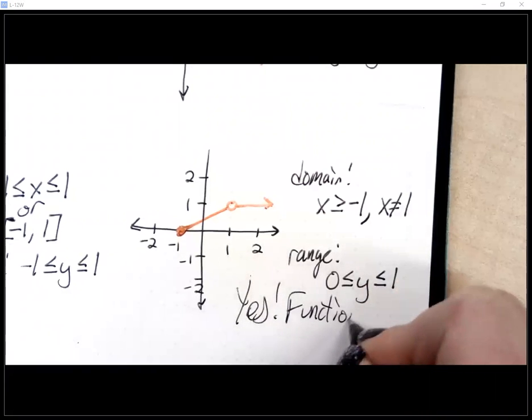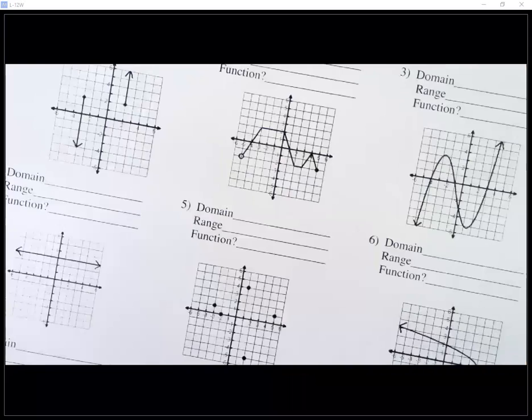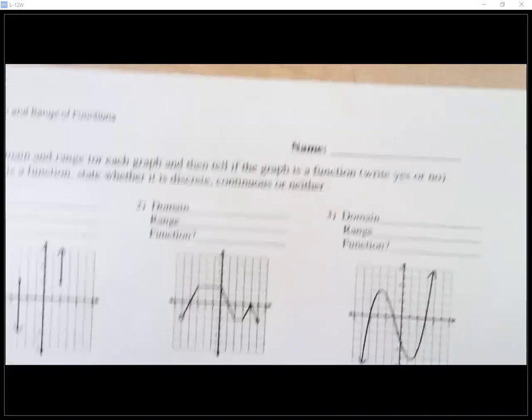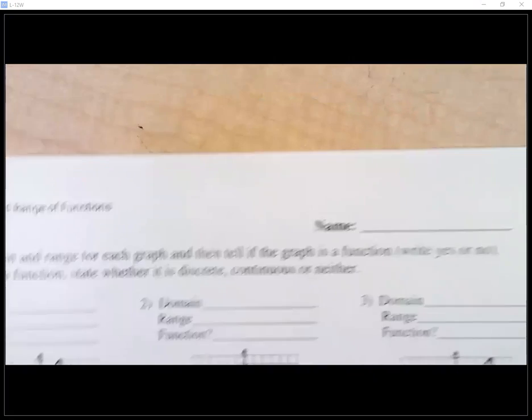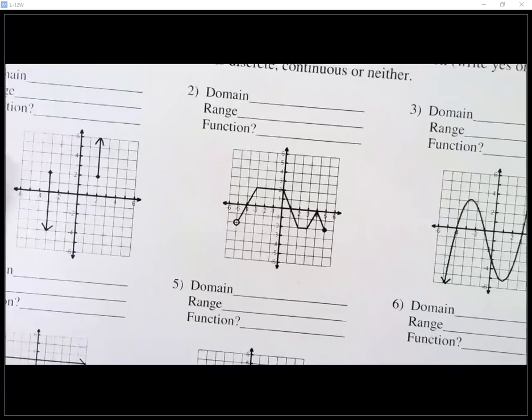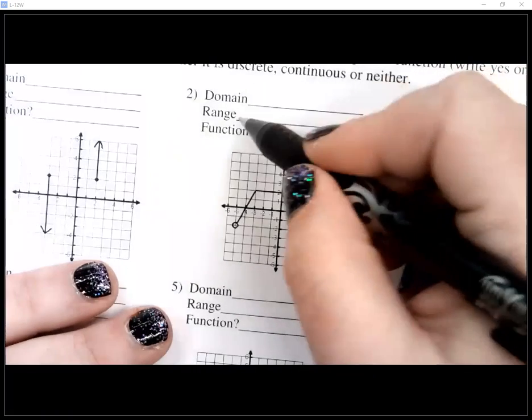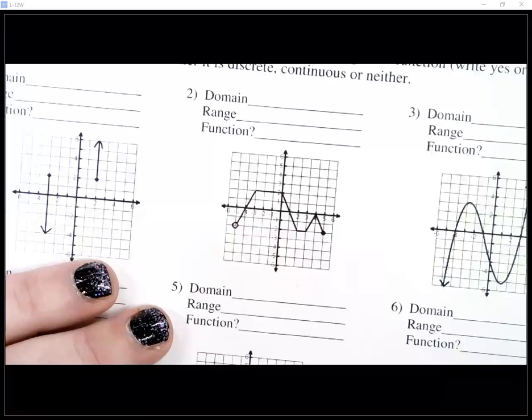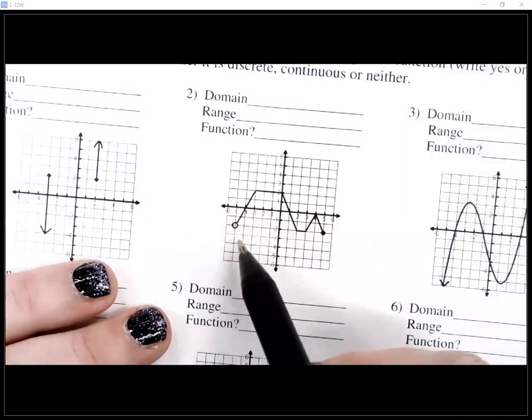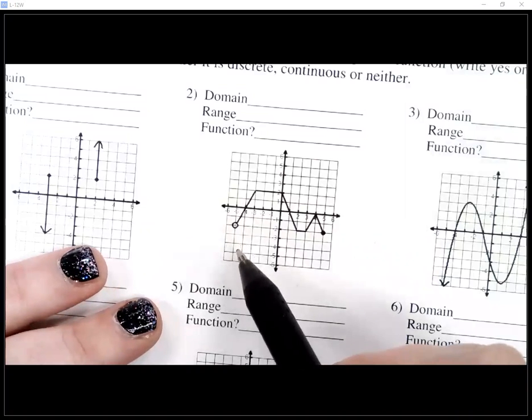Okay, so let's take a look at the homework I just gave you. Let's do number 2. Take a look at that one real quick. Zoom in a bit. All right, so they are asking you to give the domain, the range, and then tell if this thing is a function or not. So the domain. So it's not all reals, right? It doesn't continue on forever in both directions. I have a definite starting point, kind of.